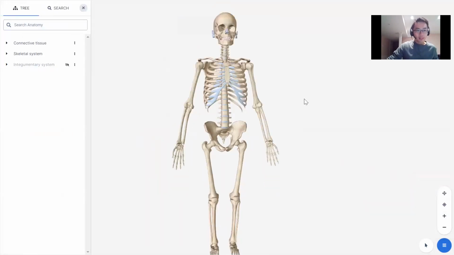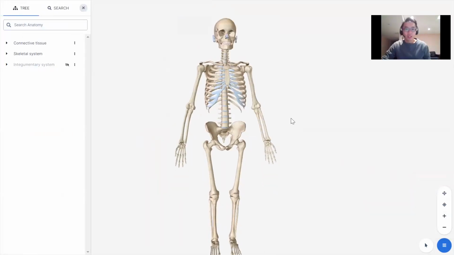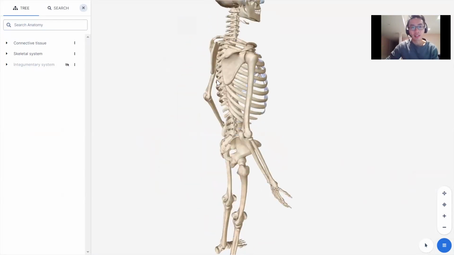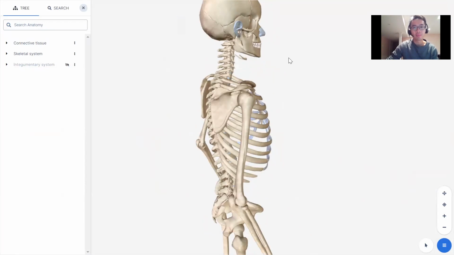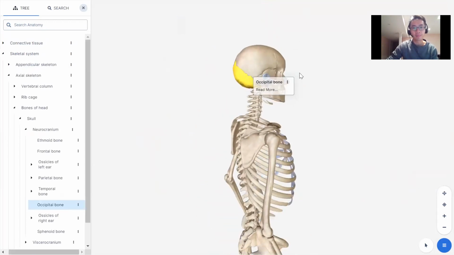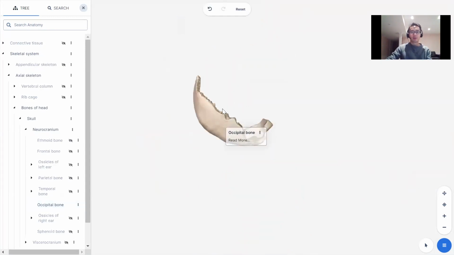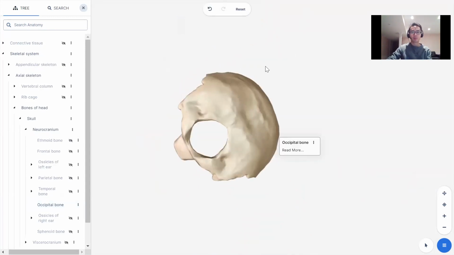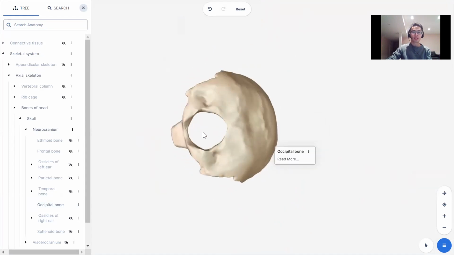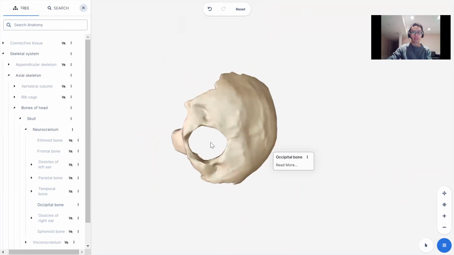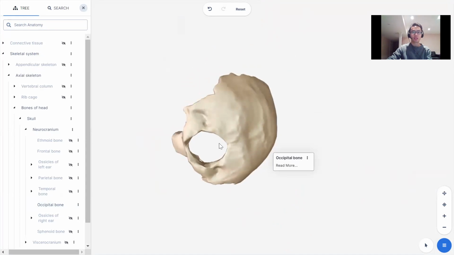All right, so this one is not gonna expire, hopefully. Okay, so a couple of things that I want to go through with you. For example, right here, this is the occipital bone. If I isolate the occipital bone, you can see at the bottom there is an opening, right? That's for the spinal cord to come out. The medulla oblongata is going to transition into the spinal cord as it comes out from this hole.